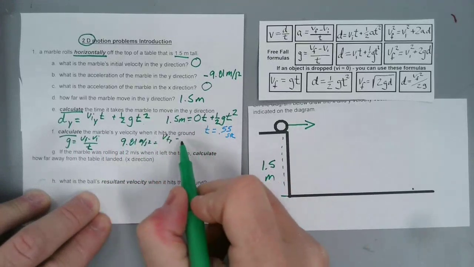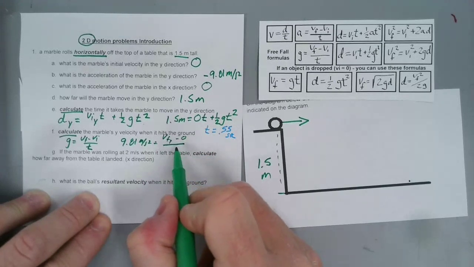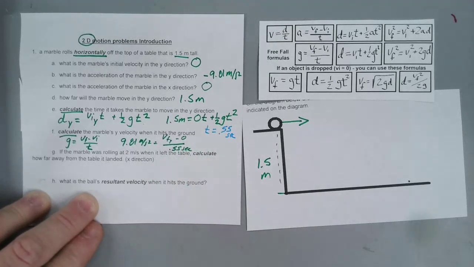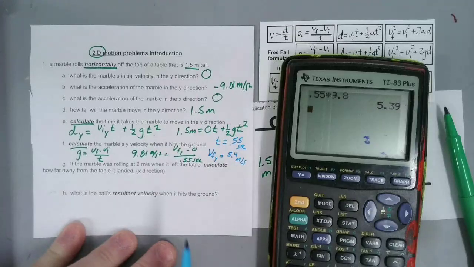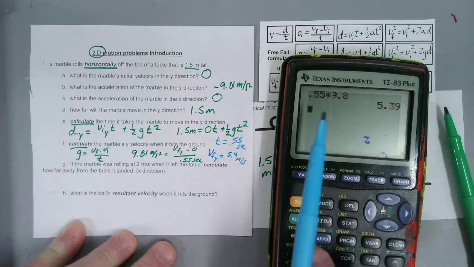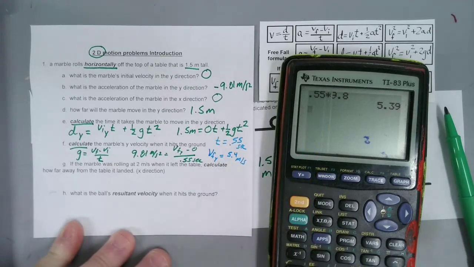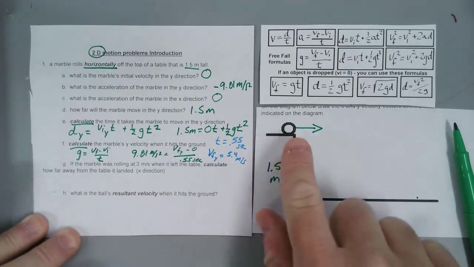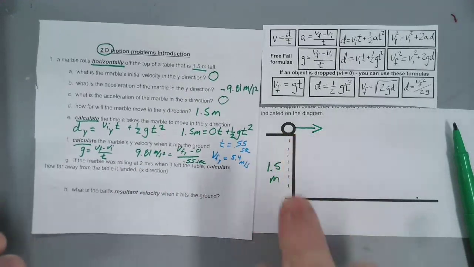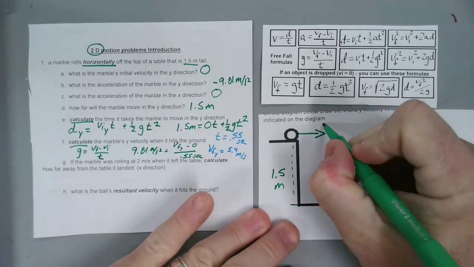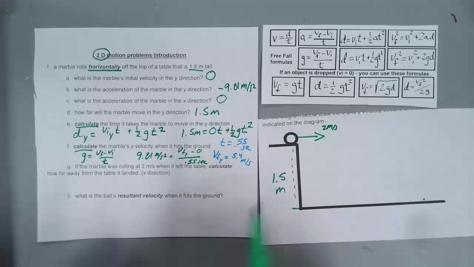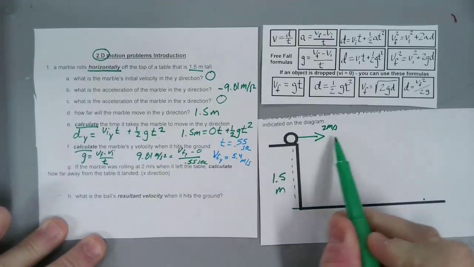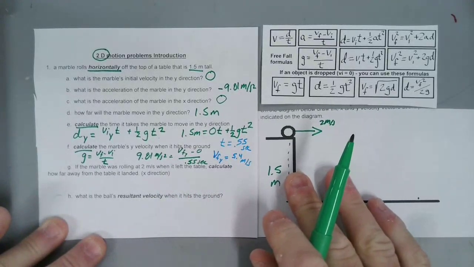Final velocity in y minus initial velocity of 0, divided by the time, which we now know is 0.55 seconds. My final velocity in the y direction will be 5.4 meters per second. You can see how I did the math there on the calculator. Now, we're given the velocity in the x direction, which is 2 meters per second when it leaves the table. That's the velocity in the x dimension.